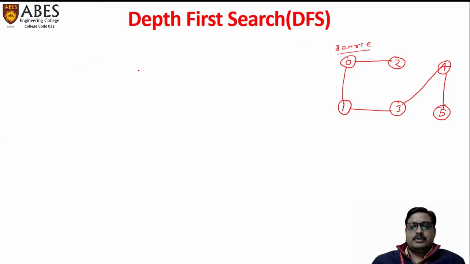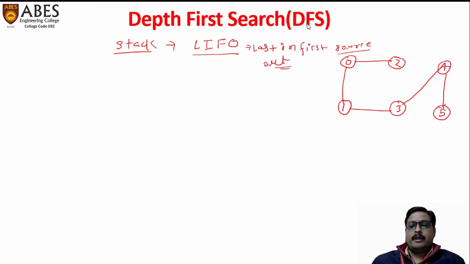So basically here we will use another data structure for the DFS, that is a stack. We already know what is a stack. Stack is the LIFO data structure, which means last in, first out. Basically, what is the meaning of last in, first out? Whenever we access the stack, whatever element is inserted in the last sequence, that will be removed first. That's why it is known as last in, first out data structure.